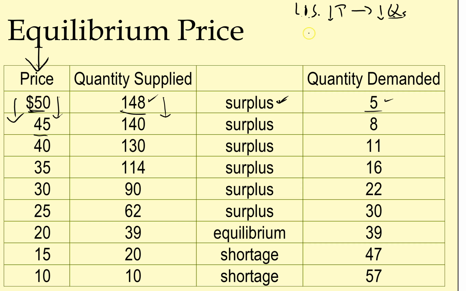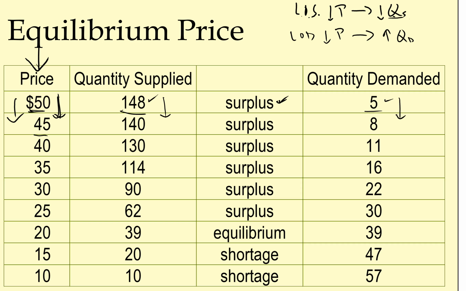Now, what about demand? Law of demand. When price goes down, quantity demanded goes up. And you can see when price goes from 50 to 45, look at demand. It goes from 5 to 8. So it's going up. That also helps fix the surplus. When people demand more, the fact that you have too much helps reduce that surplus.